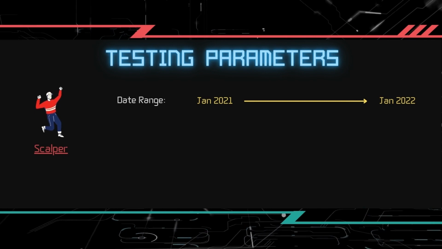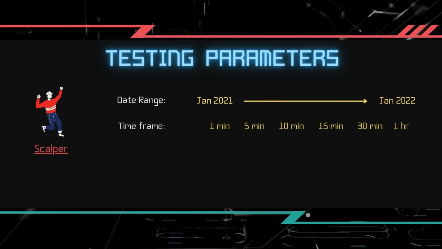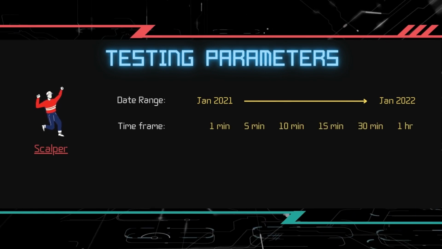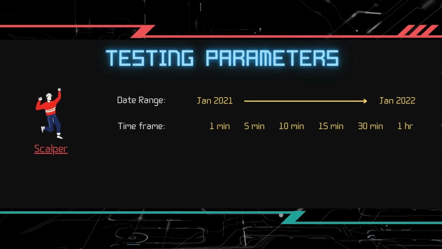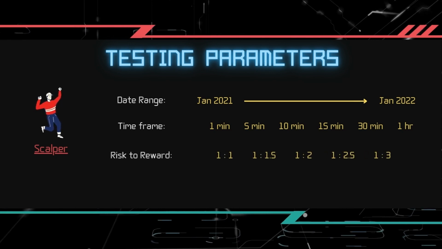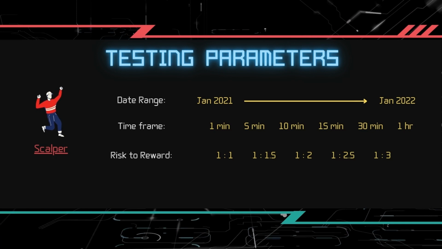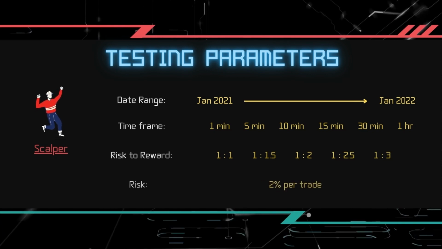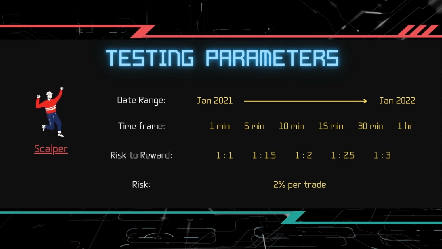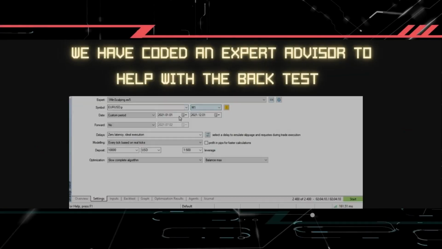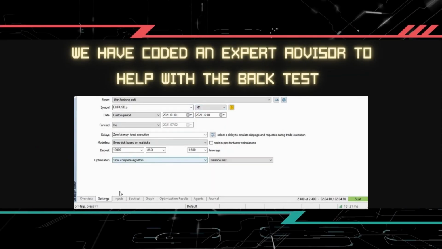As this is a scalping strategy, the time frame used for the backtest would be between 1 minute to 1 hour. We would also test different risk to reward ratios, ranging from 1 to 3 with an increment of 0.5. We will be risking 2% of the account for each trade. We have coded an expert advisor to help us automate the backtest.